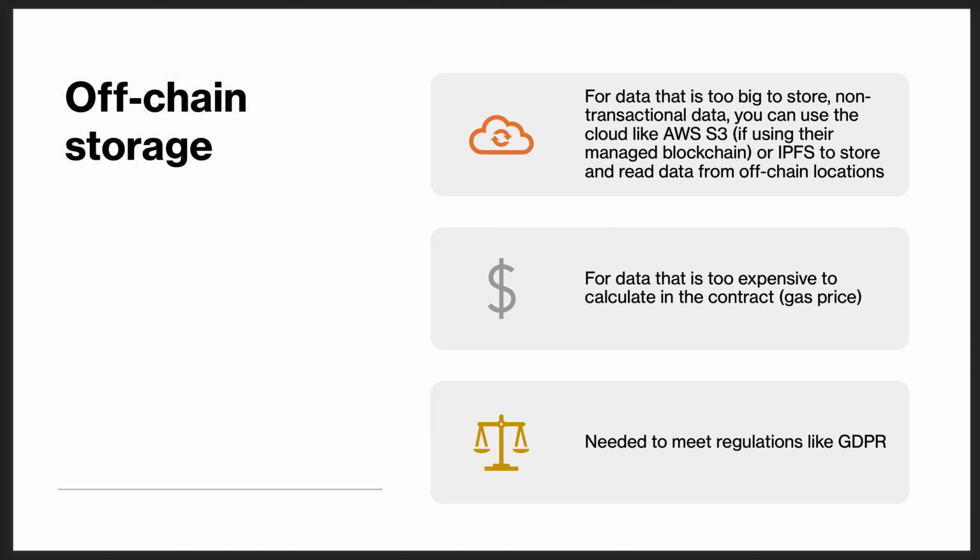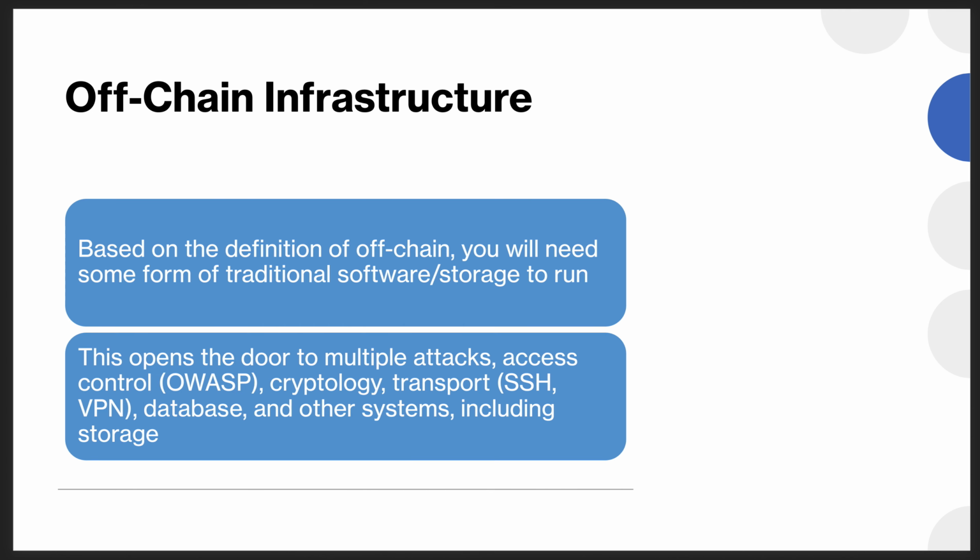And there's a bunch of regulations forming now for the blockchain, and it's guaranteed after all the bull that's been going on with blockchain lately. You know that there's going to be a lot more regulations, and some of this is going to require off-chain data storage, especially when it comes to things like HIPAA, privacy, right to be forgotten, all these things that we're going to be doing along the way. There's also going to be some infrastructure that you need to worry about. Based on the definition of off-chain, you'll need to run some form of traditional software and storage to run. Now that opens the door to everything under OWASP.